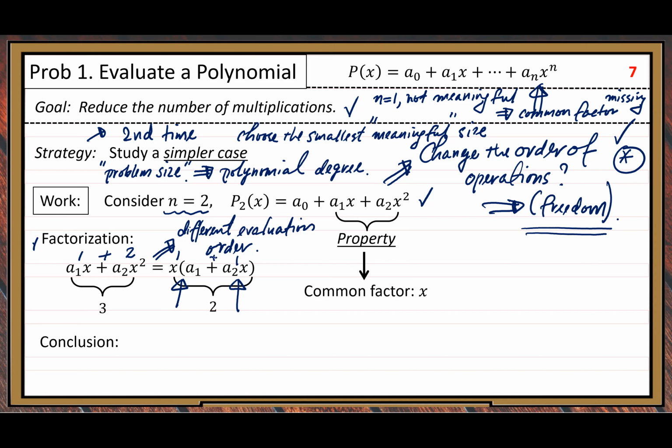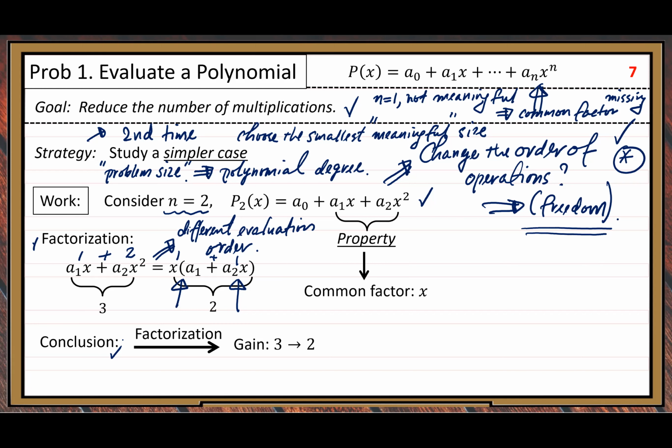Now, that's the reduction, right? The number is reduced from 3 to 2. So let's look at this conclusion. When we apply the factorization technique, we can have this result. The number of multiplications is reduced from 3 to 2.